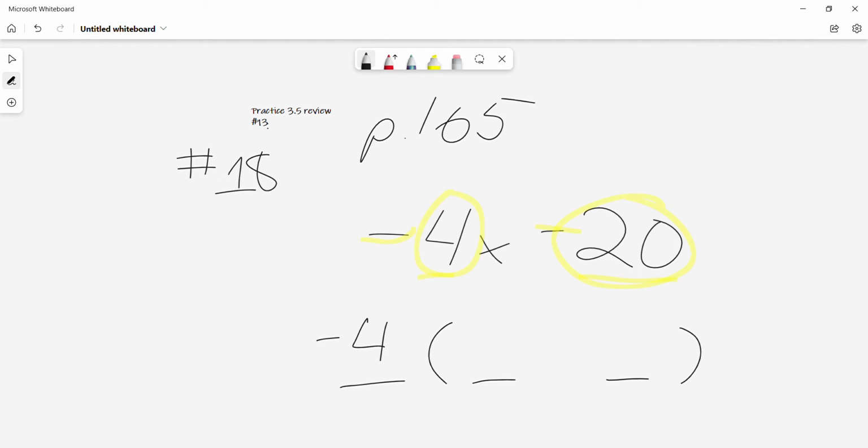When we factor out something, we're dividing it. So negative 4x divided by negative 4 equals x. We write that there as our first term. Positive x is our first term. Negative 20 divided by negative 4 is going to be positive 5.